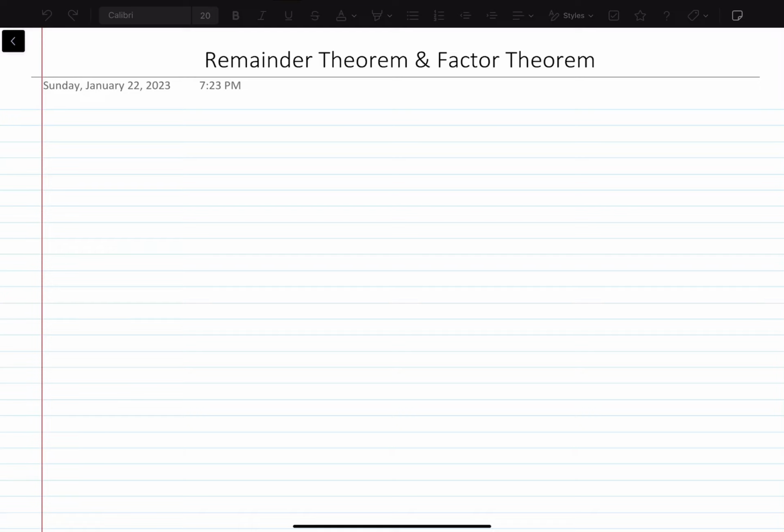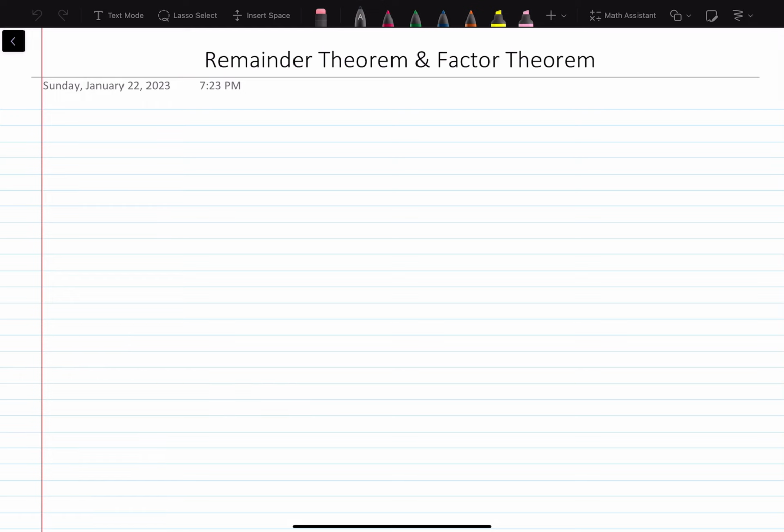Hey everyone, so today's notes are titled The Remainder Theorem and Factor Theorem. So let's go ahead and get started. Essentially the remainder theorem and the factor theorem are still connected with polynomials and more specifically dividing them.